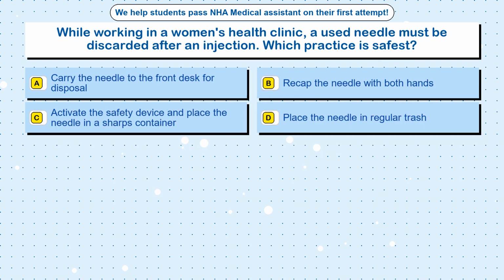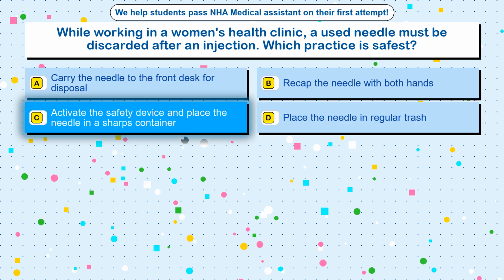Question 90. While working in a women's health clinic, a used needle must be discarded after an injection. Which practice is safest? Option A, carry the needle to the front desk for disposal. Option B, recap the needle with both hands. Option C, activate the safety device and place the needle in a sharps container. Option D, place the needle in regular trash.